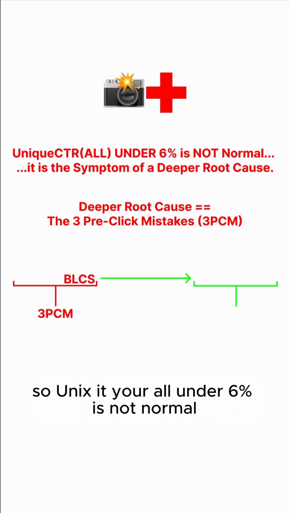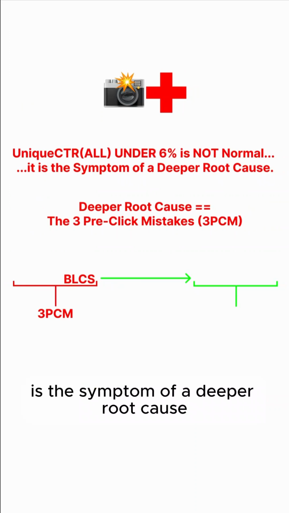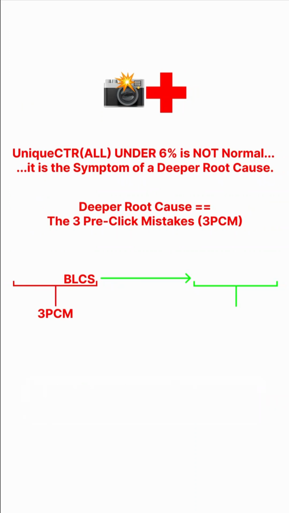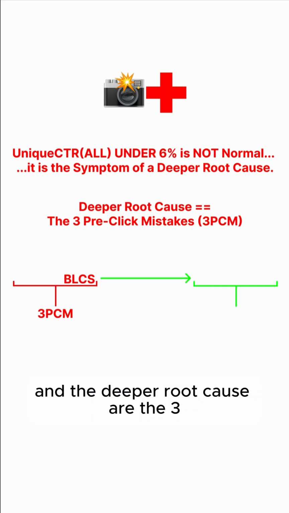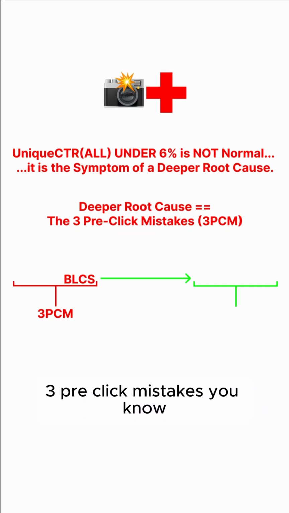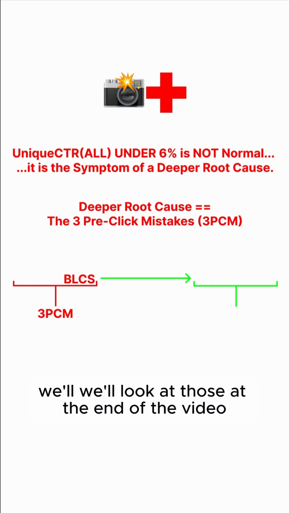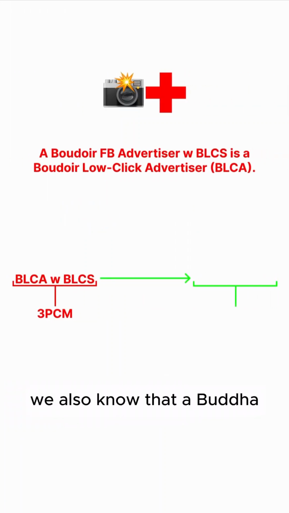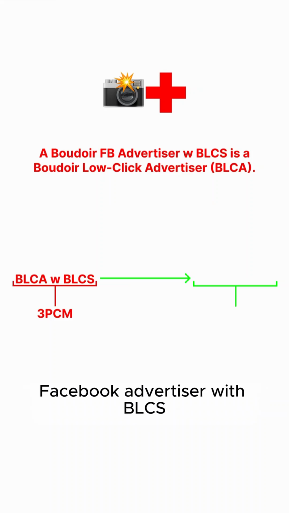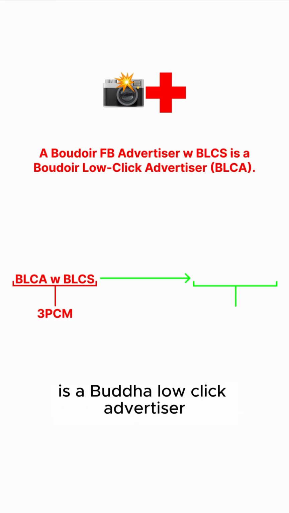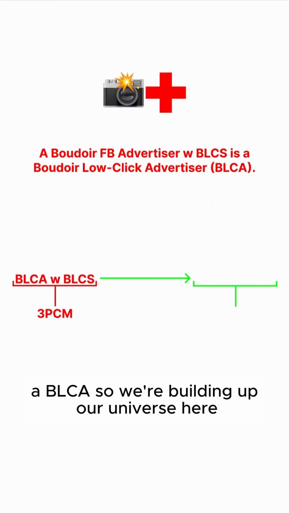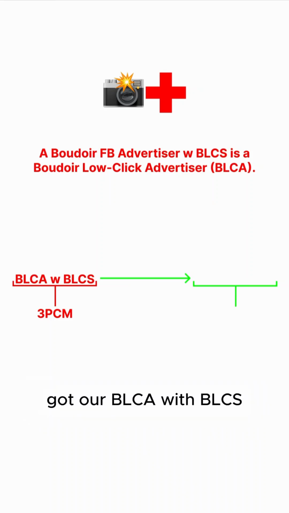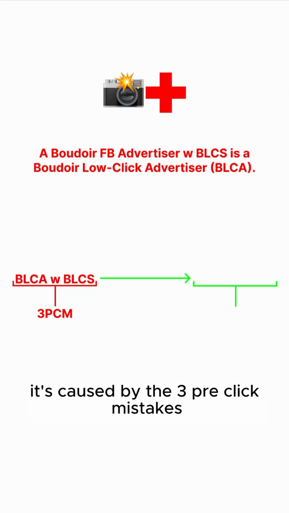So unique CTR all under 6% is not normal, it is the symptom of a deeper root cause. And that deeper root cause is the three pre-click mistakes. We'll look at those at the end of the video. We also know that a boudoir Facebook advertiser with BLCS is a boudoir low-click advertiser, a BLCA. So we're building up our universe here. Got our BLCA with BLCS. It's caused by the three pre-click mistakes.